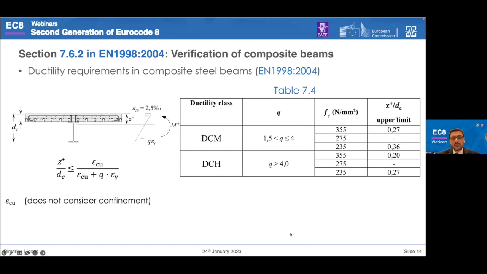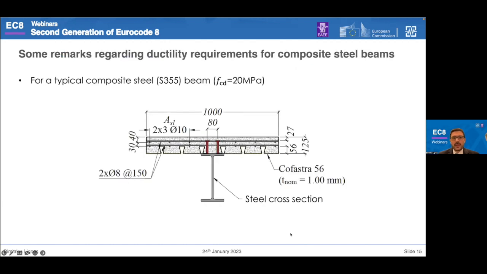Now, just to get a feeling of what this difference means, I will contrast the two codes with an example of a typical composite cross-section, where I will assume that the steel cross-section would be S355 and the concrete characteristic value of 20 MPa.